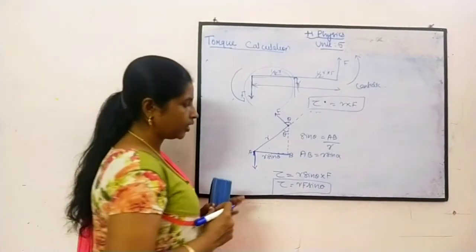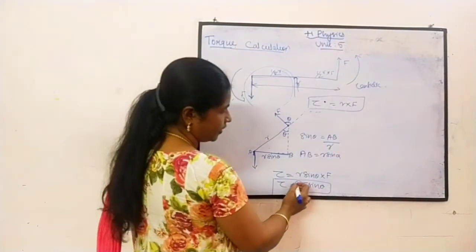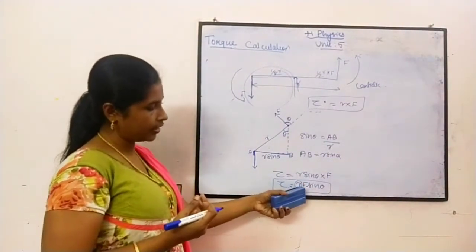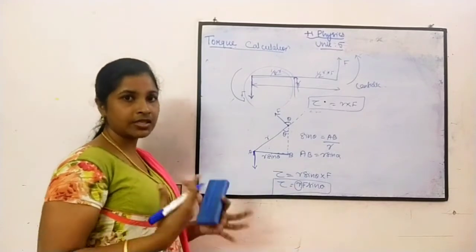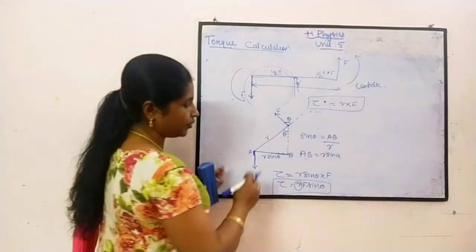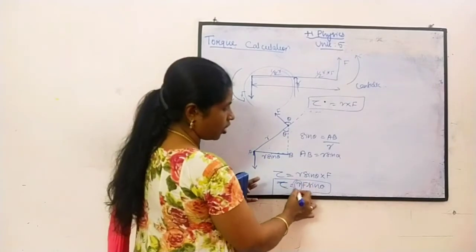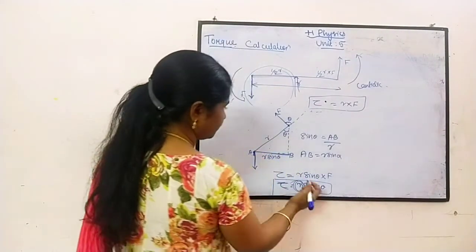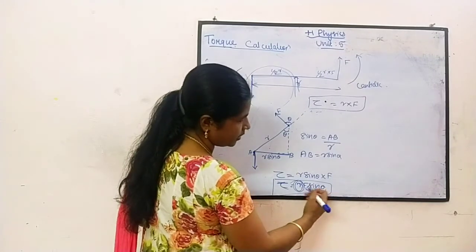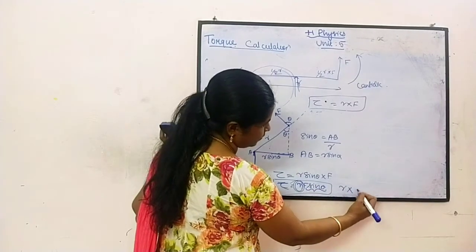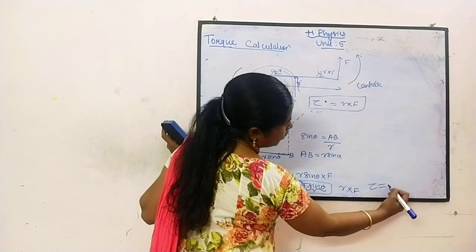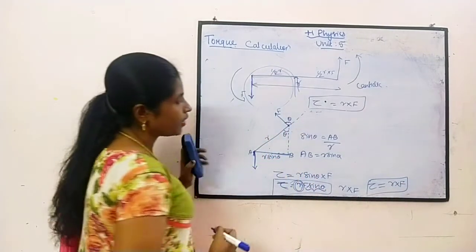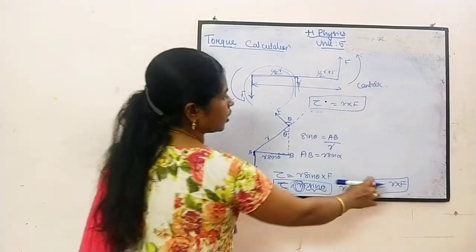And also one thing you have to remember, you have to always write R first. Because if you take F as the first term, then the direction will change. So always when you write torque, you should write R as the first term. Keep that in mind. Sin theta means cross product, so I can write simply tau equals R cross F.